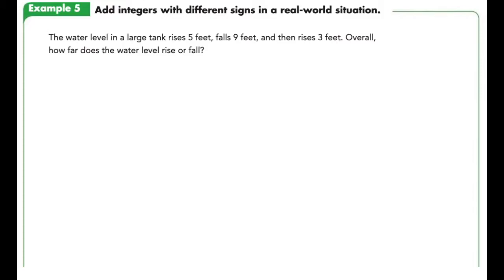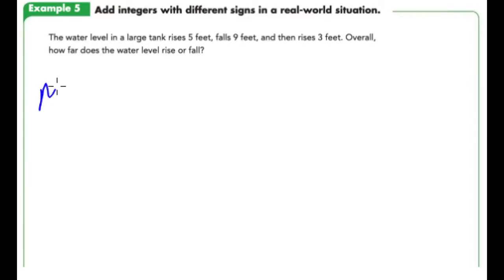For example 5, we're going to be adding integers with different signs in a real-world situation. So the first thing that we need to do when we're dealing with real-world problems is read the problem and try and get an understanding of what the problem is asking us to find or do. In this problem, it says that a water level in a large tank rises 5 feet, falls 9 feet, then rises 3 feet. Overall, how far does the water level rise or fall?